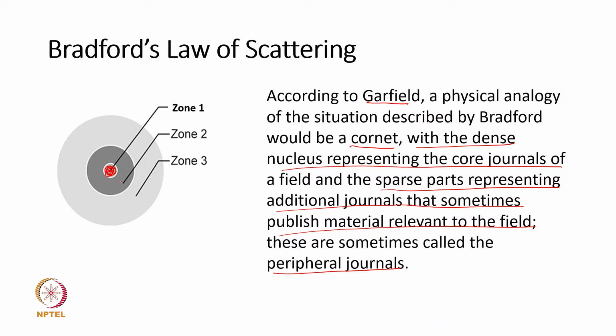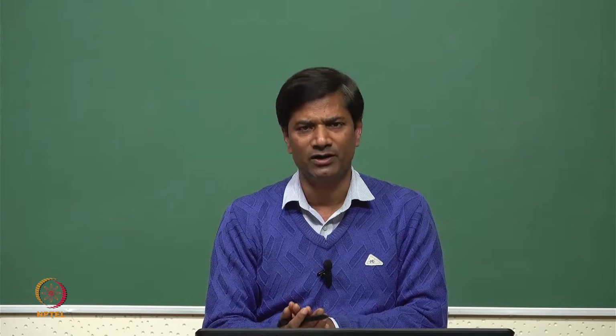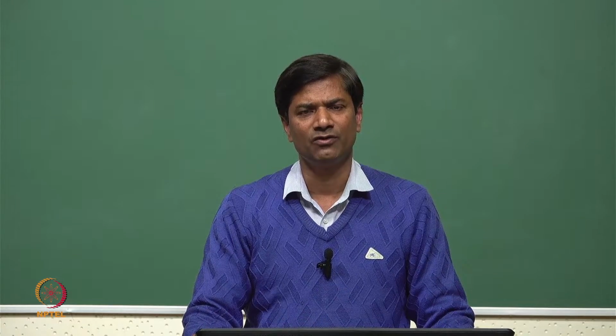In Garfield's analogy, we can say that zone 1 of Bradford is basically the comet, which is very dense and publishes the maximum number of articles related to that particular subject, that particular field, and the succeeding two zones are basically the periphery journals, which contain fewer articles, which are sparse in nature, which are not dense.